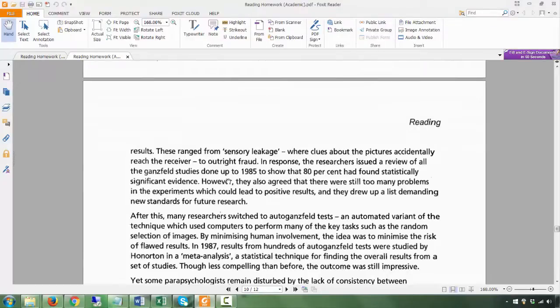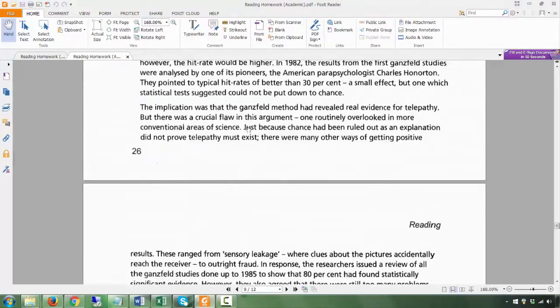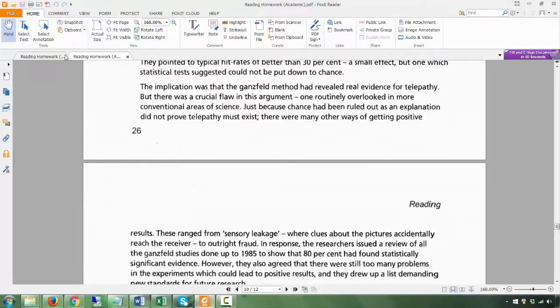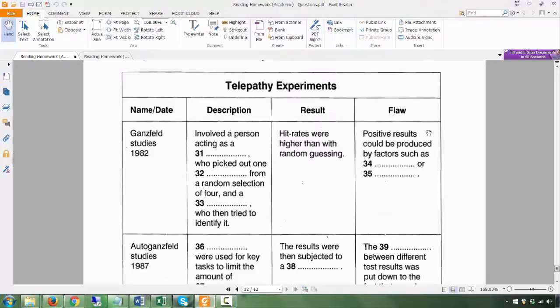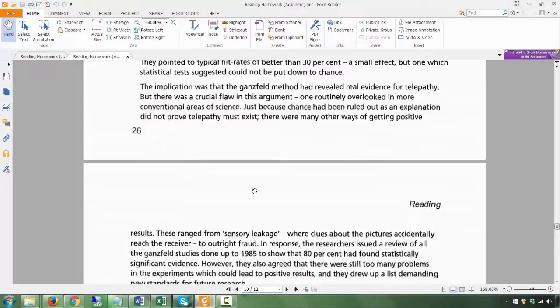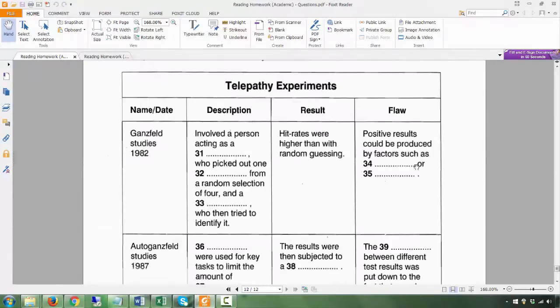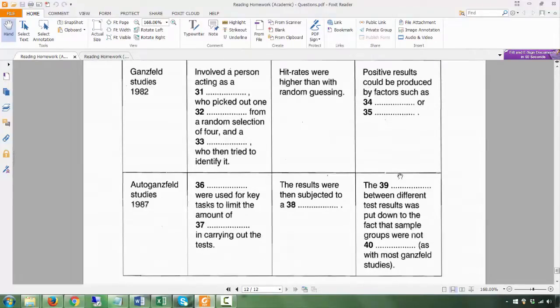All right, let's go to the implication. Just because chance had been ruled out, it did not prove telepathy must exist. There were many other ways of getting positive results. These range from sensory leakage to outright fraud. So positive results could be produced by factors such as sensory leakage or outright fraud. Okay, so sensory leakage or fraud, they probably will accept fraud alone, without the outright.